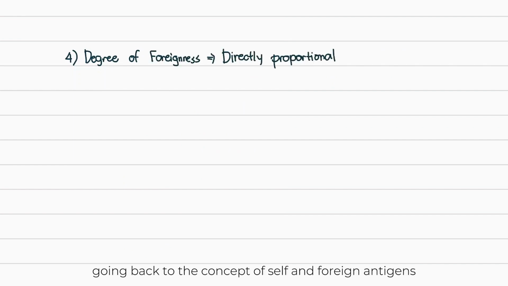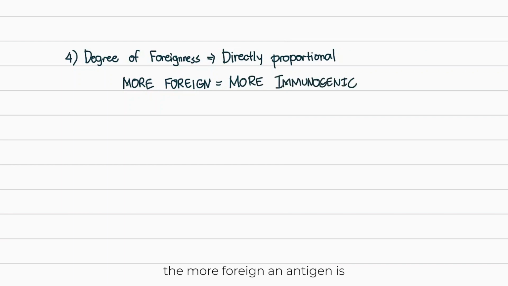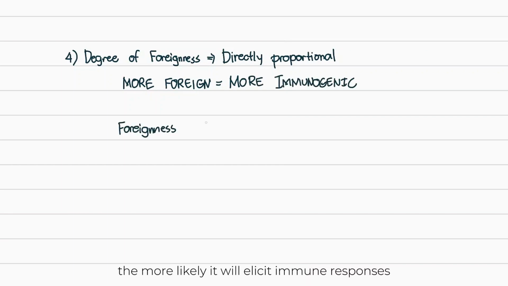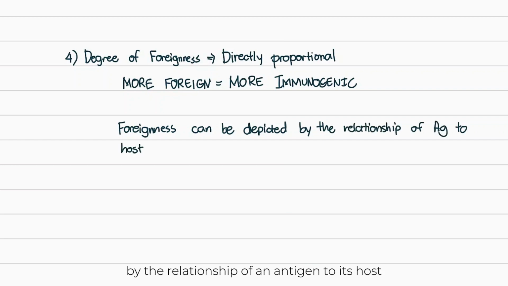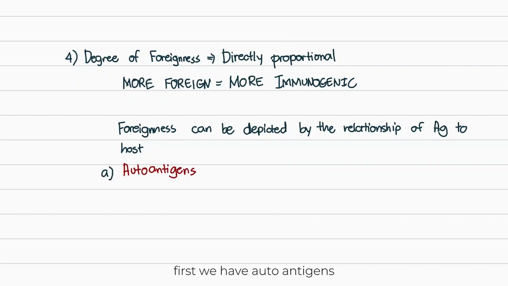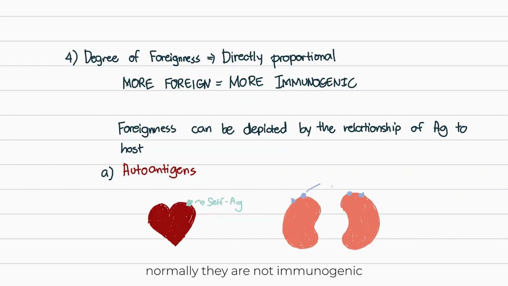Last, degree of foreignness. Going back to the concept of self and foreign antigens, the more foreign an antigen is, the more likely it will elicit immune responses. Foreignness can be depicted by the relationship of an antigen to its host. First, we have autoantigens. These are basically self-antigens which are found within our own bodies. Normally, they are not immunogenic.